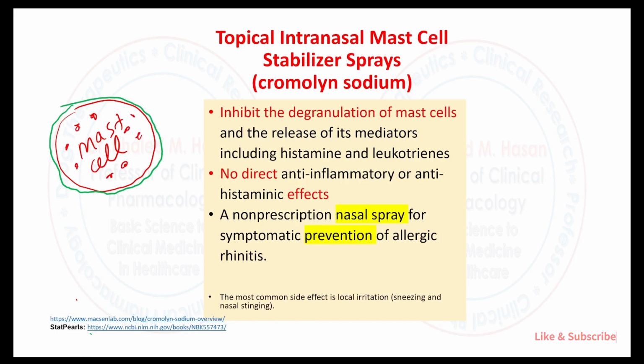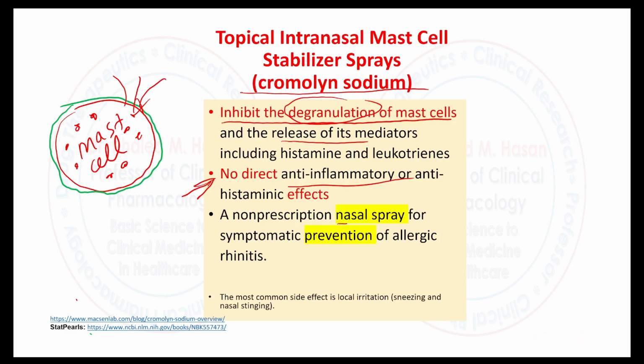As you can see here, this group of medication, cromolyn sodium, inhibits degranulation of mast cells. It does not allow the degranulation of mast cells, and prevents release of mediators. They said it has no direct anti-inflammatory effect. This medication is available as a non-prescription nasal spray, cromolyn sodium, for symptomatic prevention of allergy. So this one is not for treatment, this one is for prevention. It is the only one on this slide used for prevention.